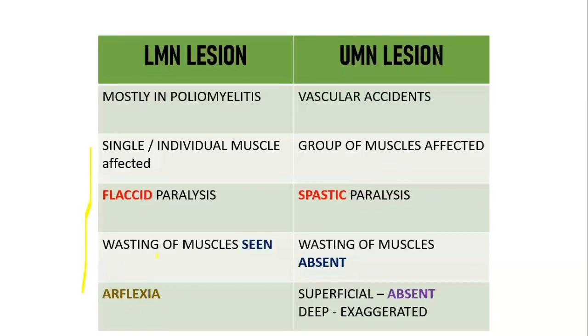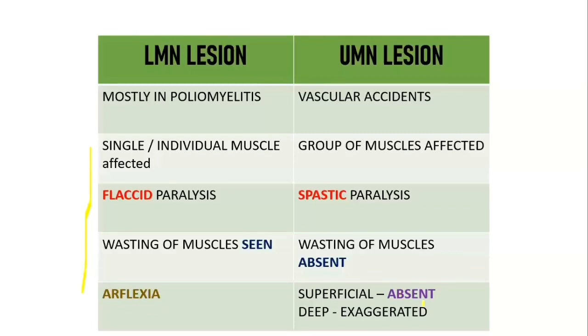Next, wasting of muscle. Since there is hypotonia and the reflex arc is damaged, there is loss of power of the muscle, and there is dystrophy or wasting of muscles. But in an upper motor neuron lesion, as I have already told you, the reflex arc is intact, so there is no loss of muscle power and no hypotonia. So wasting of muscles is not at all seen; it is absent. And areflexia. What is the meaning of areflexia? Both the superficial reflexes and the deep reflexes are lost. In LMN, both are lost.